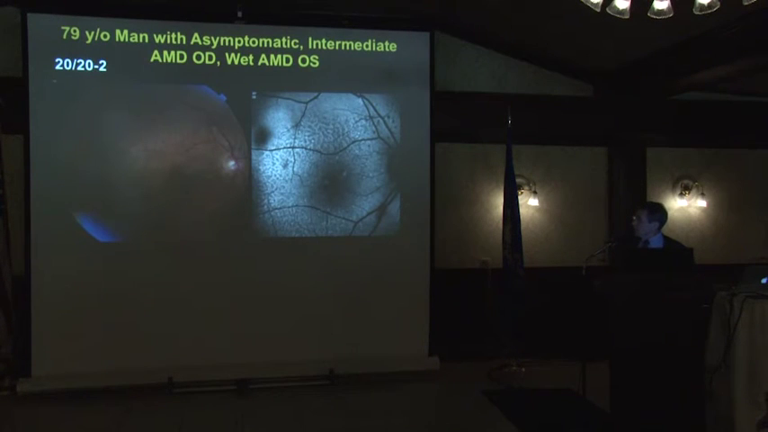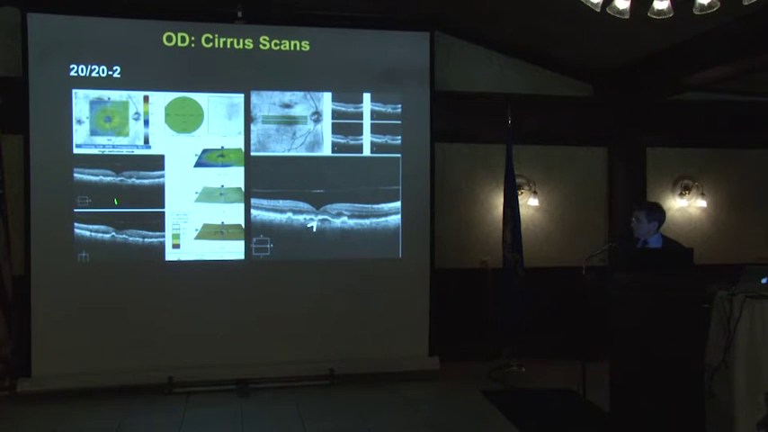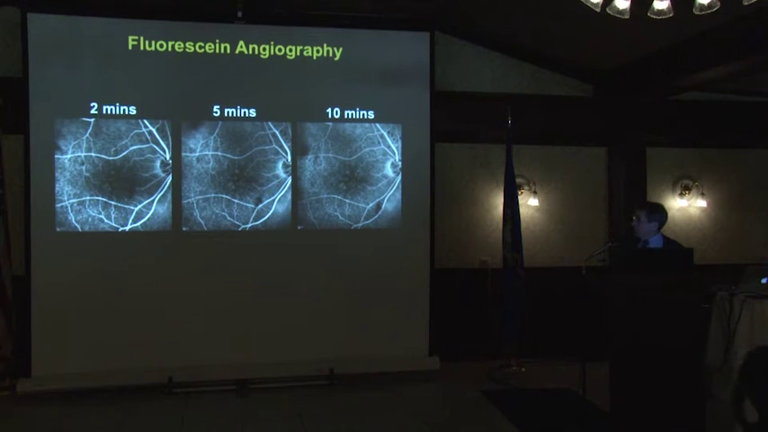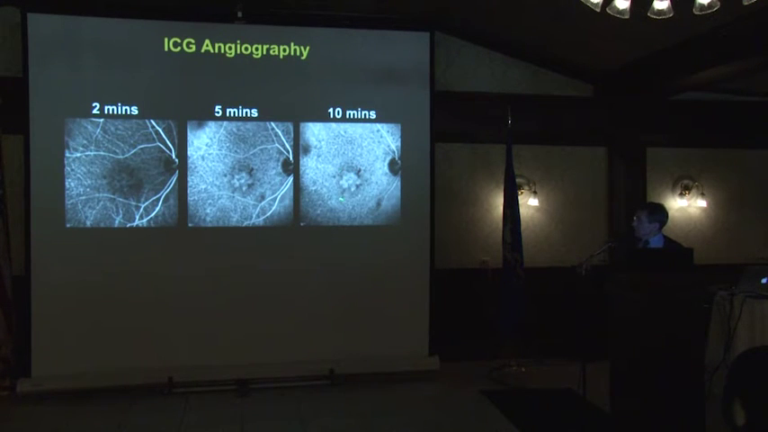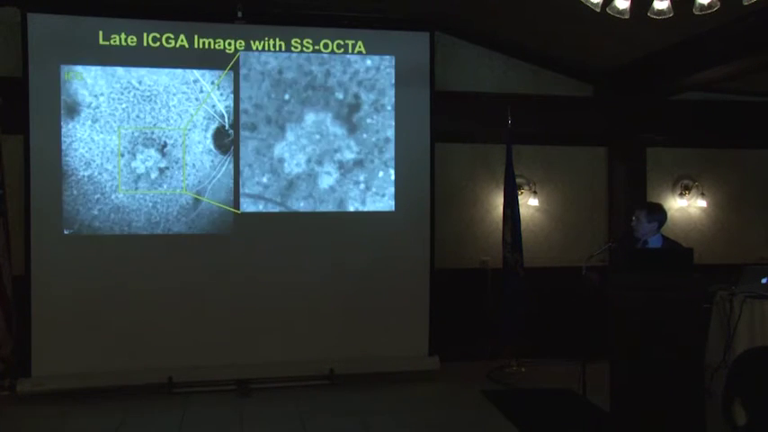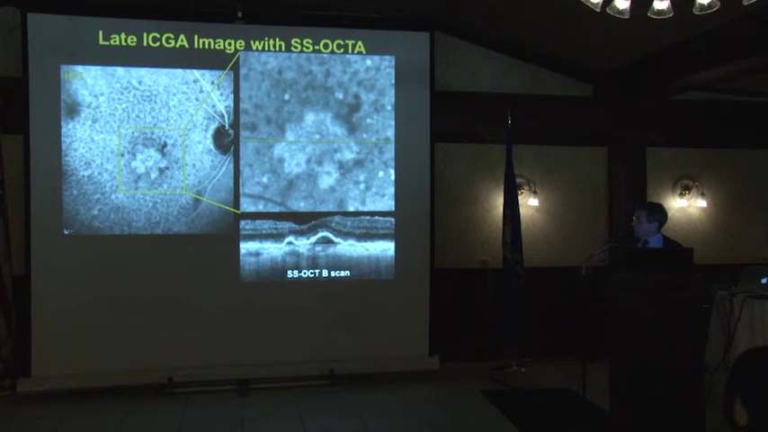Here's another case. Dry macular degeneration, just some drusen. You can see the drusen here. Pretty benign looking. Not so benign. Here's the fluorescein, nothing. Here's the ICG, there's a plaque. All right? Here it is blown up.